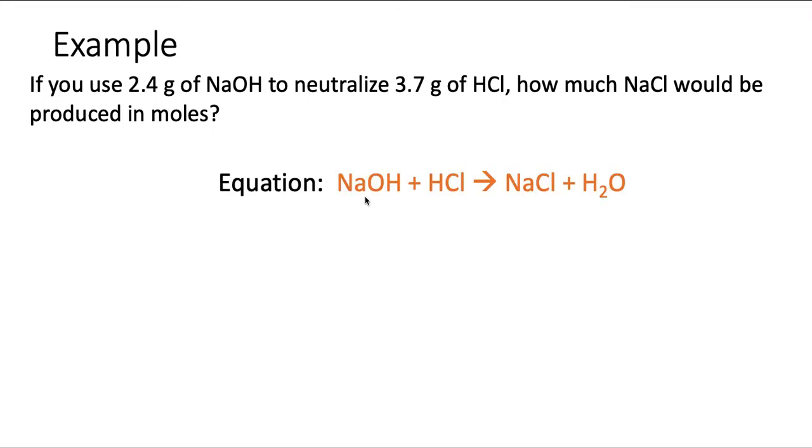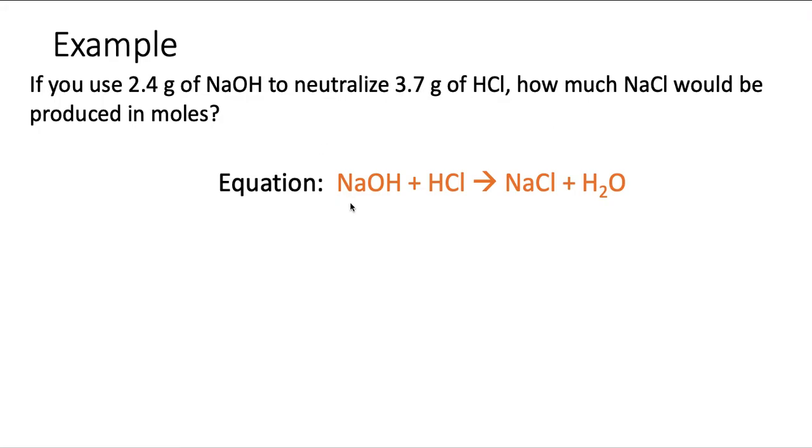Okay, here's my equation. I have sodium hydroxide reacting with HCl to give me NaCl, sodium chloride, and it also forms water. This is an acid-base neutralization reaction. I have a base and I have an acid, which gives me a salt and water because it's a strong base and strong acid. I don't need to balance it, it's already balanced. So I have one sodium here, one chlorine, two hydrogens, one oxygen. So I'm good. I don't need to do anything to balance.